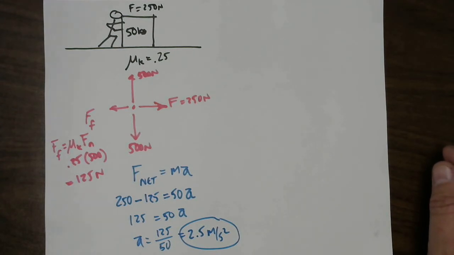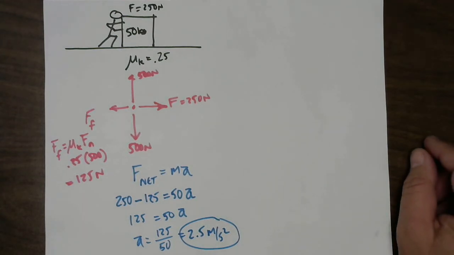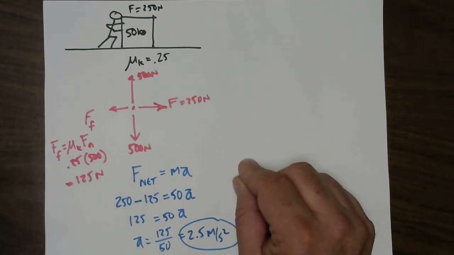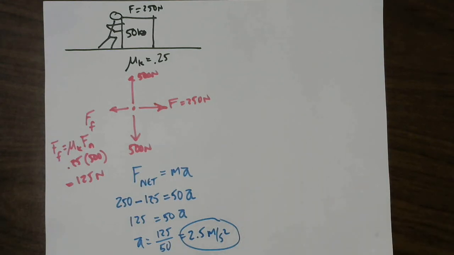Okay, so that's the action of friction. You always got to ask yourself whether it's present or not. And once it's present, you can have an equation that you can calculate it as long as you know whether it's kinetic or static friction.